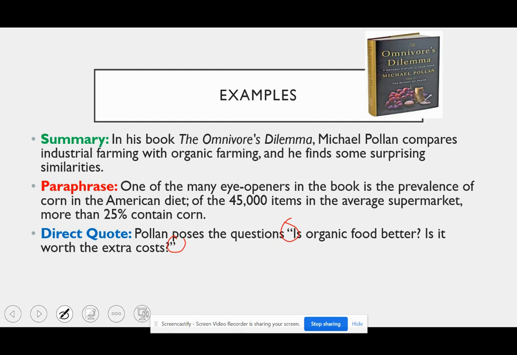So again, yes, I would need to cite a page number for that, but don't worry about that right now. But if you looked at that page in the book, say it's page 17, whatever, you would see those exact questions written that exact way because I am quoting him directly. Okay.